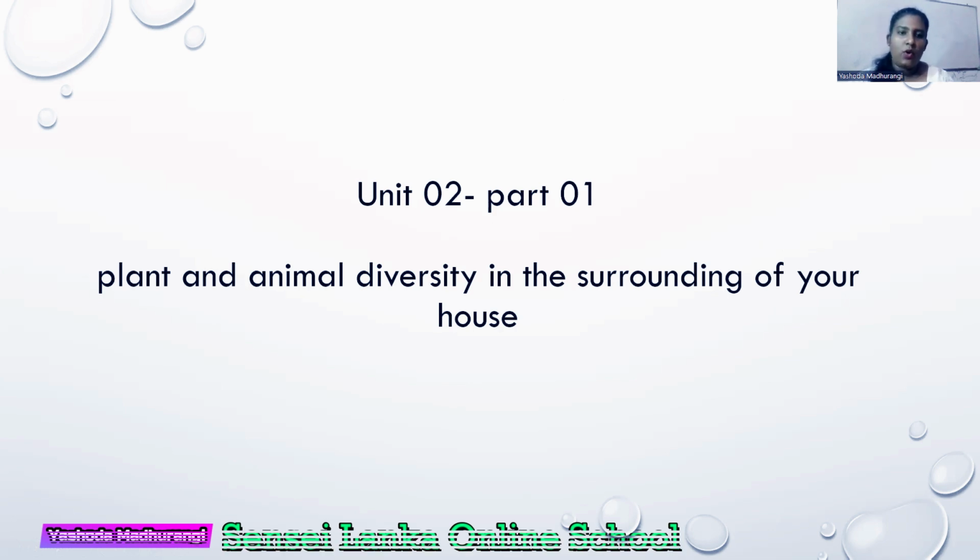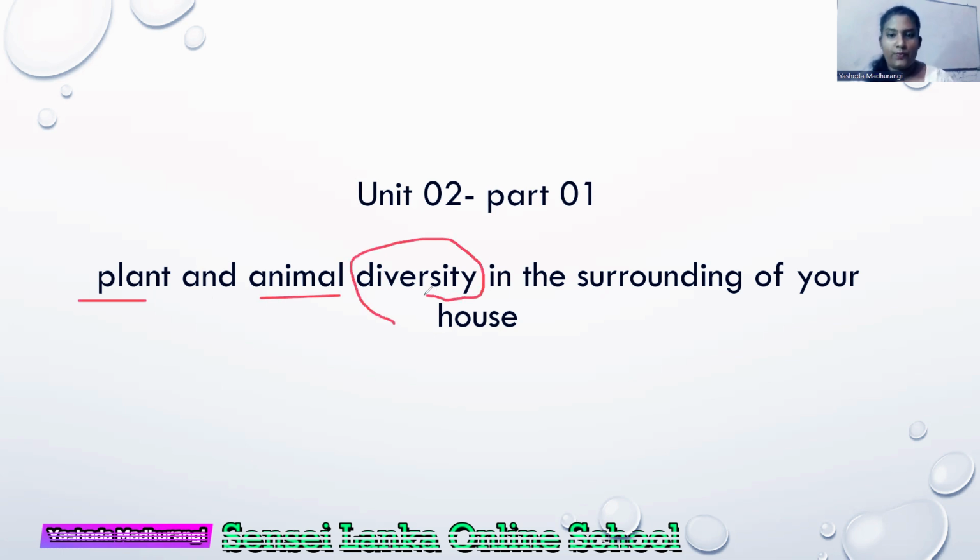Now I think you know what are the plants. Then animals, you know. Very easy words. Then what is this diversity? Maybe it is a new word for some of you. If you know the word and the meaning, don't worry, it's okay.